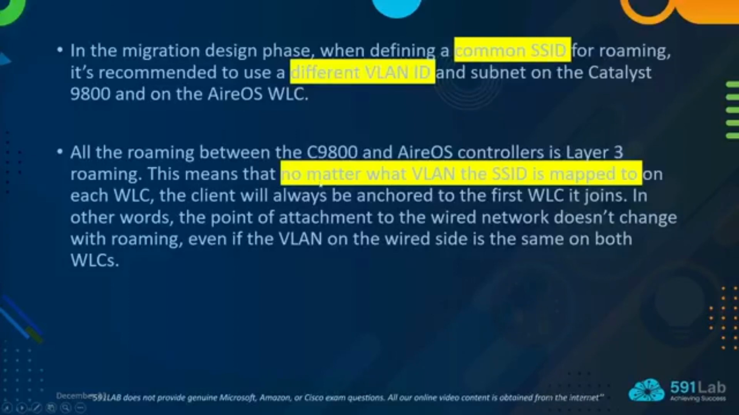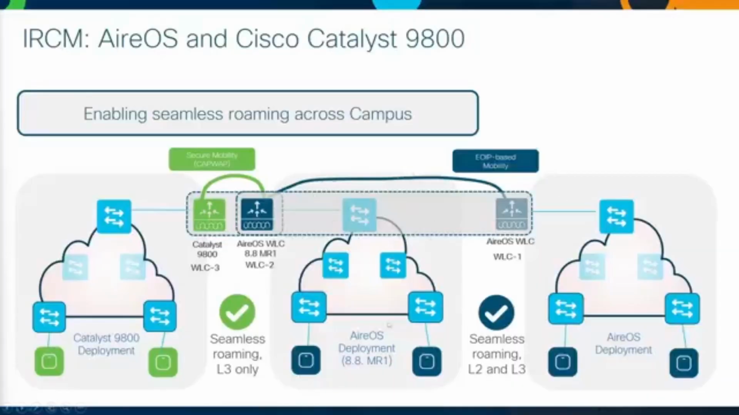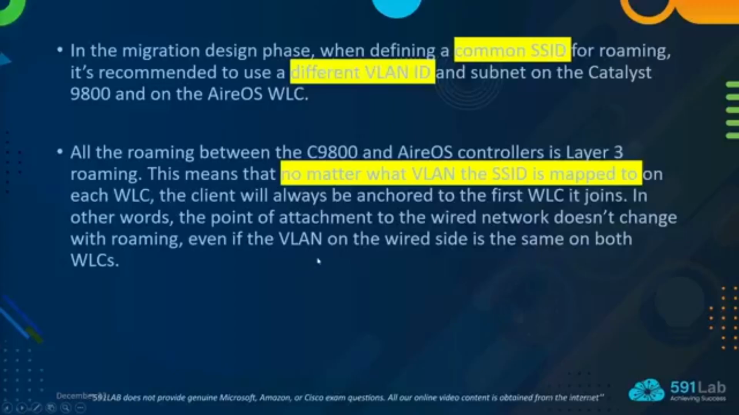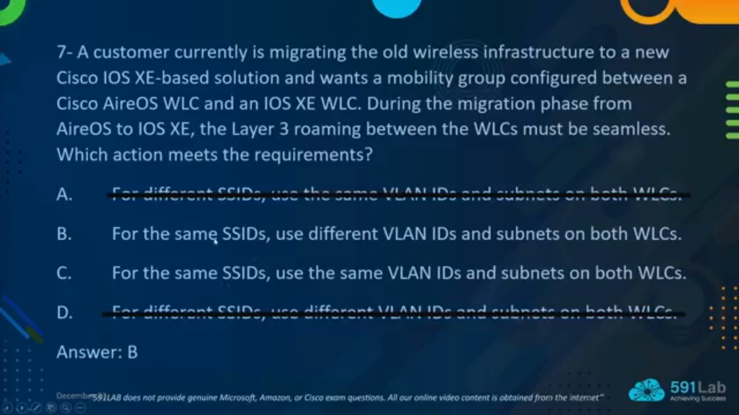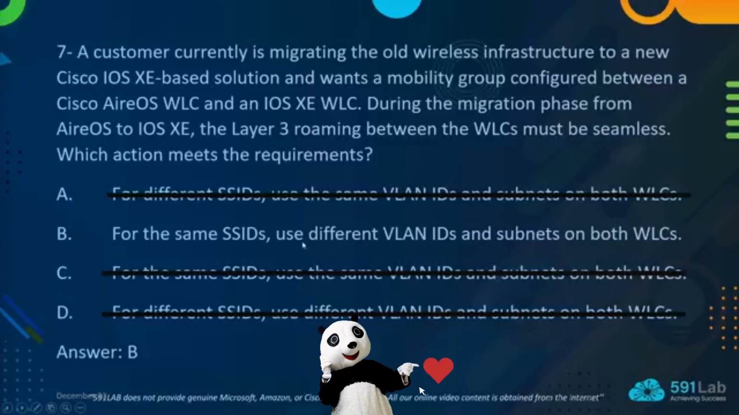So we do not care about the VLAN. It could be different, but we need the same SSID. Keep this in mind. In this scenario with different controllers, we need the same SSID so they can roam seamlessly, and it does not matter the VLAN. It could be different, but it is recommended to have a different VLAN ID. So keep this in mind: same SSID and different VLAN ID. I'm going to eliminate anything that says different SSID, and we're going to have the same SSID, and like we said, I'm also going to choose a different VLAN ID.